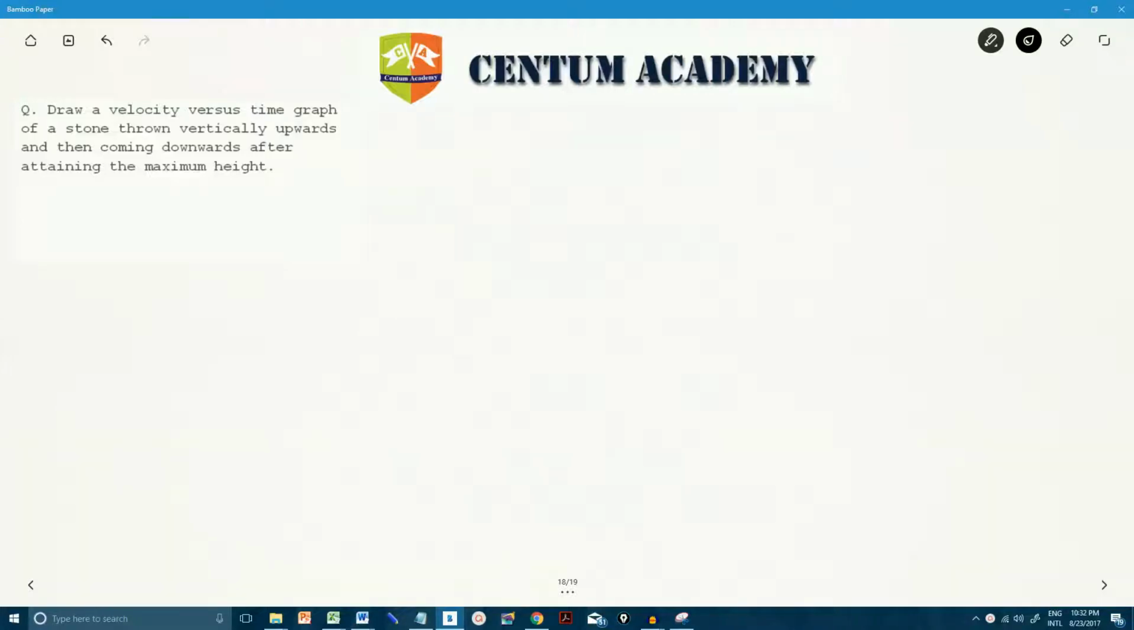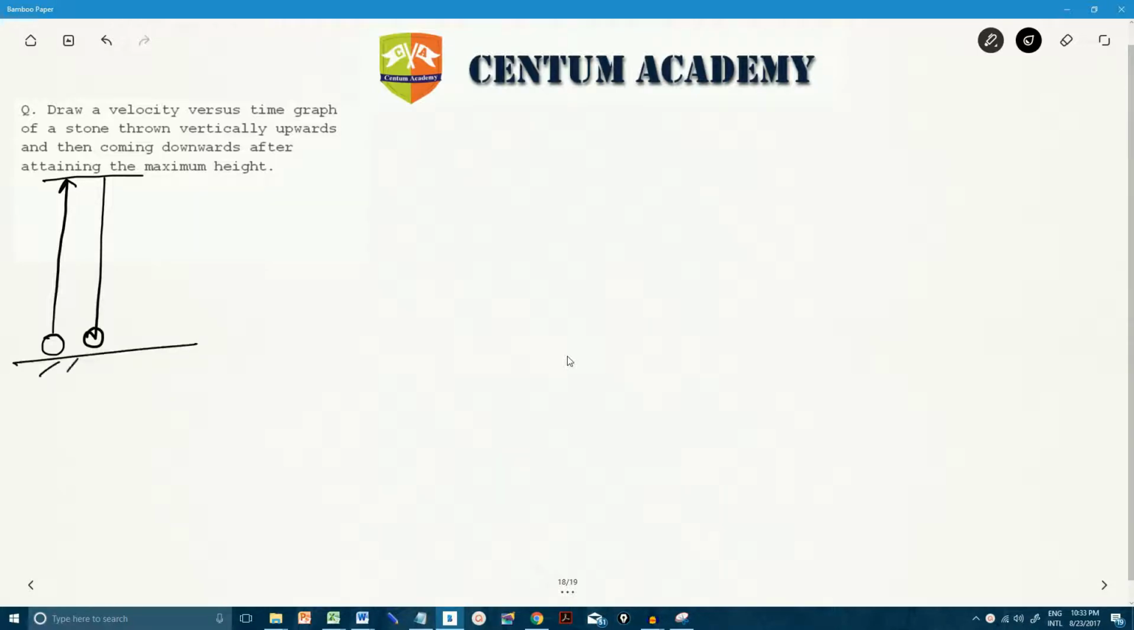Hello guys, so in this question it's being asked to draw a velocity versus time graph of a stone thrown vertically upwards and then coming downwards after attaining the maximum height. So what's happening? There's a stone, it's thrown up, so it will go up like that, attain this height and then start coming down, right? And it will hit the earth, so going up and going down.